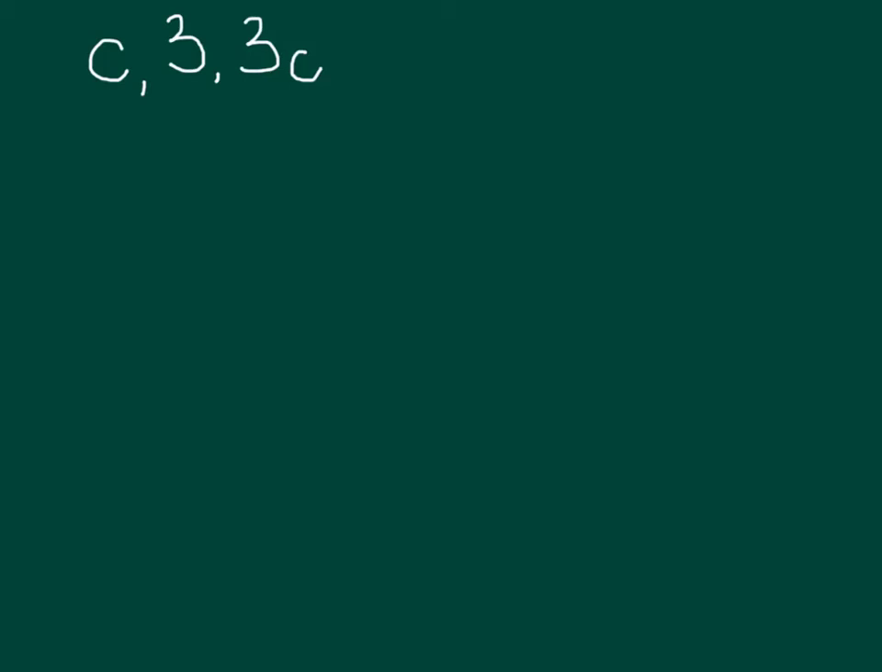So today we're going to look at identifying equivalent expressions. On the screen right now, you see three terms. A term is anything that's combined together. So in this case, a term is the variable c, or the term is the number 3, or the term is 3c.